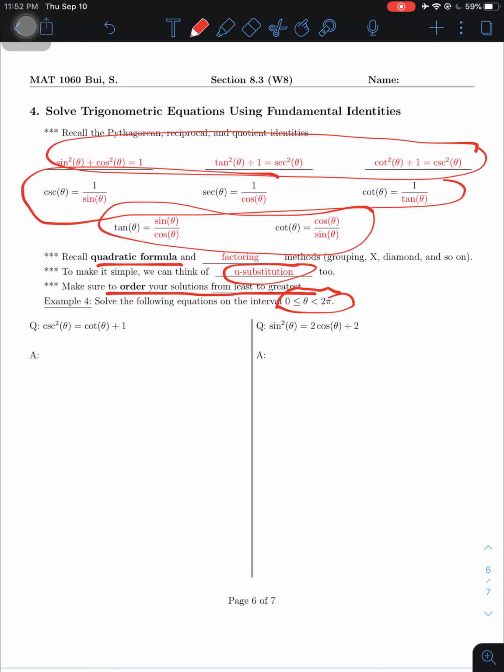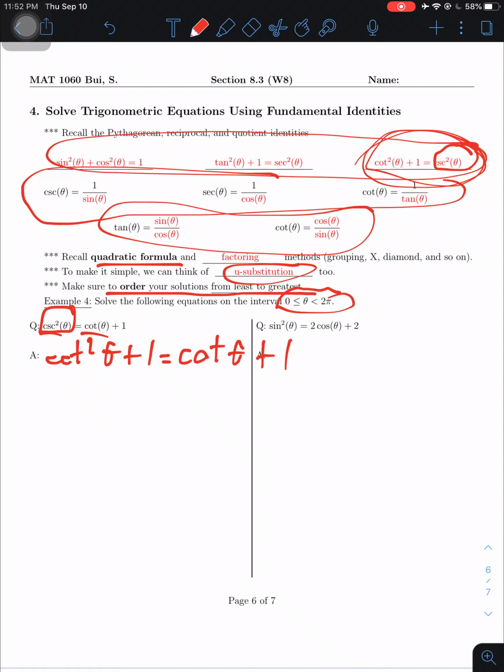Alright, so what are we going to do with this? Well, we have cosecant and we have cotangent in here. Clearly, they are two different functions, so we have to find a way to put them into just one function, right? If you look at the squares that we have for the Pythagorean identities, the only one that connects cotangent and cosecant is this one right here. So we know that cosecant squared equals cotangent squared plus 1. So I'm going to replace this by cotangent squared of theta plus 1. And on the other side, I'm going to rewrite them as cotangent theta plus 1, because that's what we have from the problem on the right hand side.